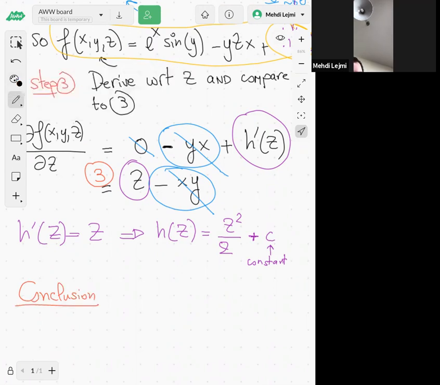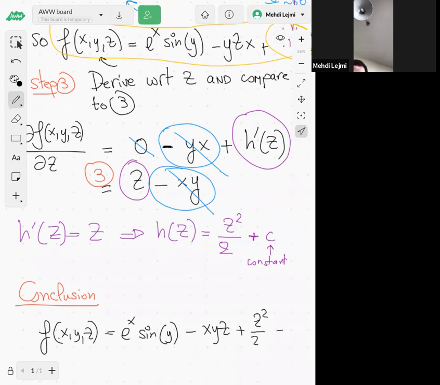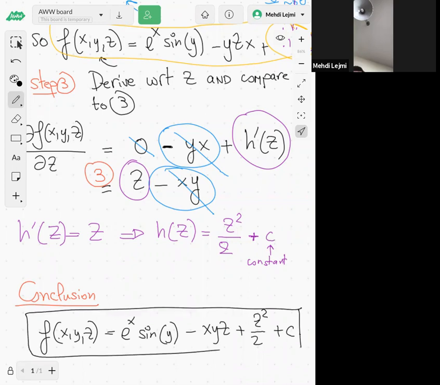So my function f of xyz is e to the x sine of y minus xyz plus the h of z, which is z squared over 2 plus constant. Okay, so that's a fine answer. That's my potential function f.